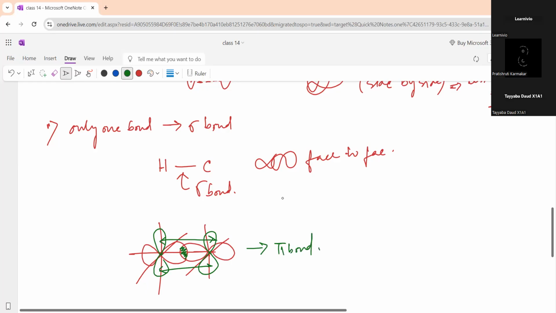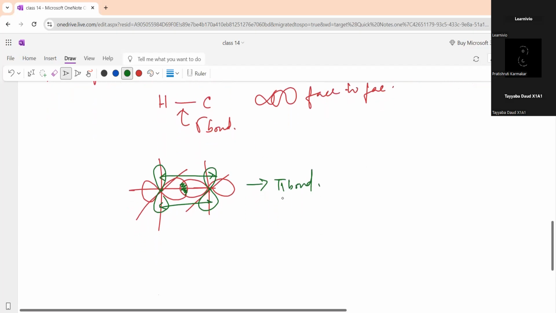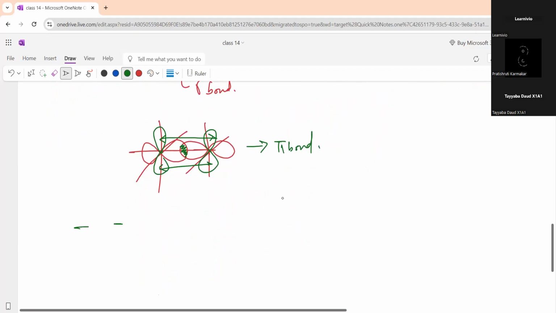For sigma bond, it will be a single one, right? And for carbon, it will be double. If there is only one bond, that is a sigma bond, and if there is more than one bond, then it will be a pi bond. Let me give you an example. Let's say we have this compound. Now can you tell me how many pi bonds and how many sigma bonds are there?